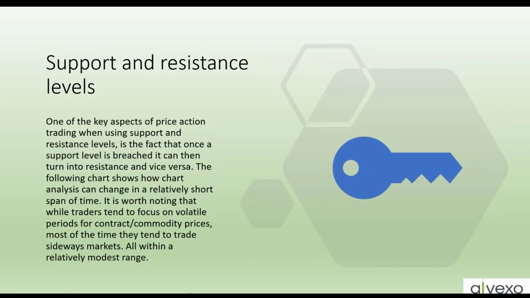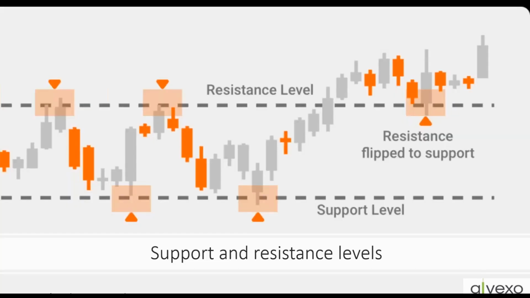One of the key aspects of price action trading is using support and resistance levels. It is the fact that once the support level is reached, it can then turn into resistance and vice versa, all that we've just talked about. So just remember, support and resistance are the steps on the ladder. Going up, they're the steps going up; coming down, they're the steps going down.